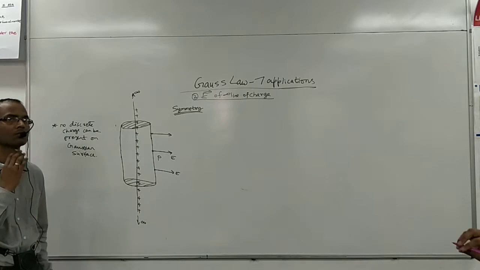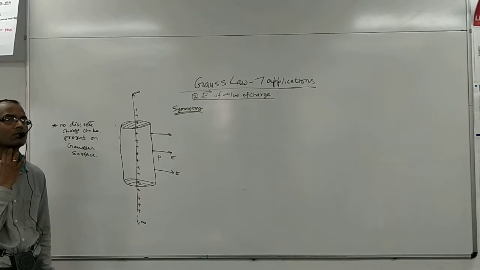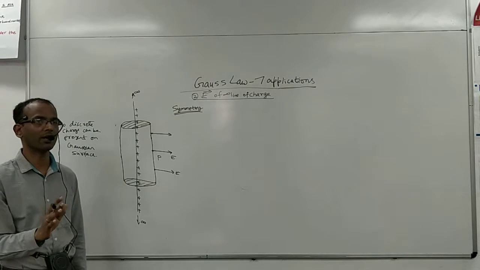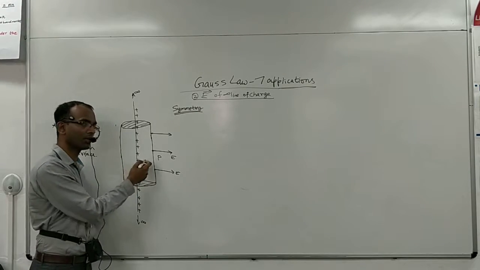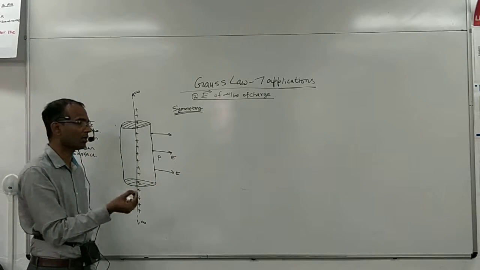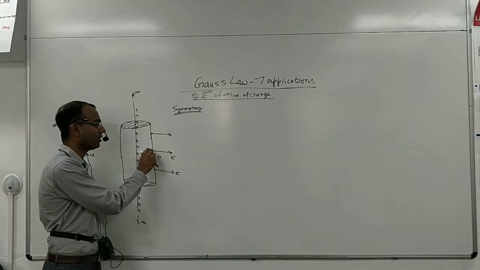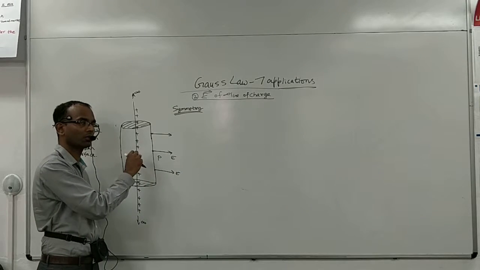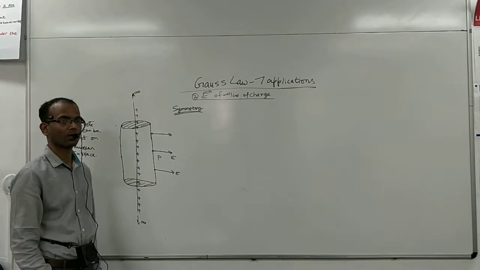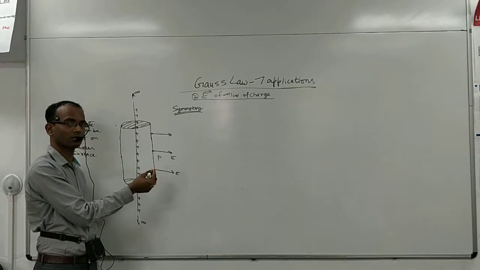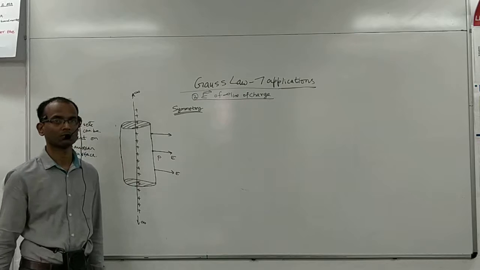Is P a charged particle? P is a point in space. There is no particle there. When you want to find the electric field at a point, you take a temporary positive charge, keep it there and see what force it feels. You will find that you feel a force in this direction. That gives you the direction of the electric field. If you divide that force by the charge, you get the electric field magnitude. Clear?